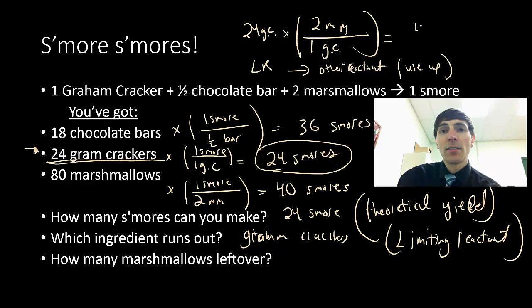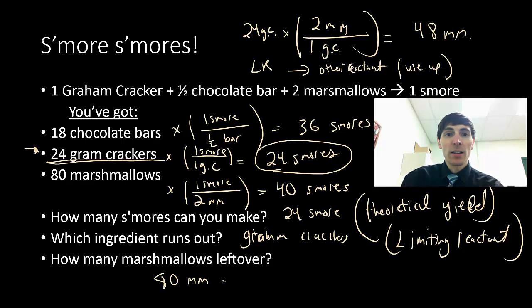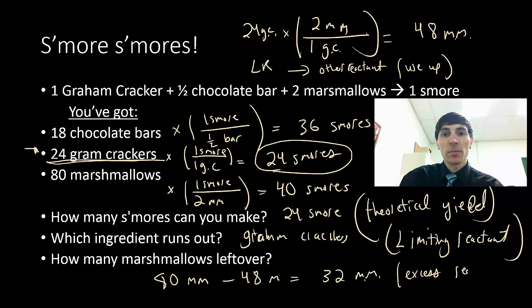So I multiply that and I figured out that I used up 48 marshmallows. I just take my limiting reactant and figure out how much I used up. So I used 48. How many do I have left over? Well, that's simple. I started with 80 in my bag. I used 48. I'm left over with 32 marshmallows. We call this leftover our excess reactant.